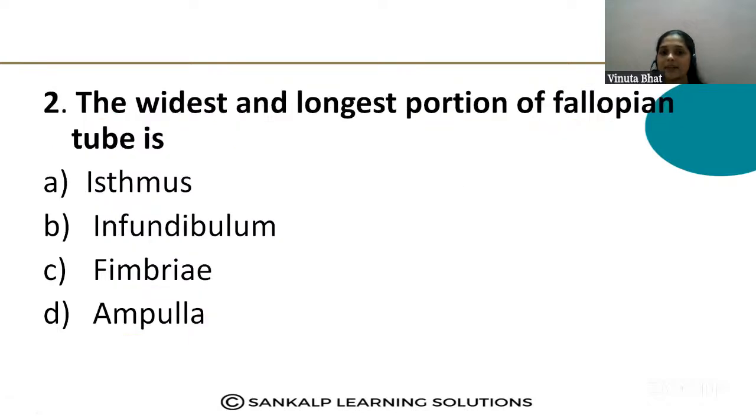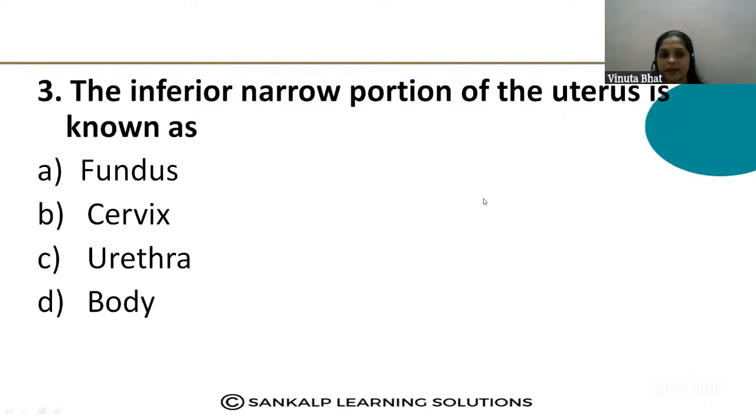Second question: the widest and longest portion of the fallopian tube is. Widest and longest portion of the fallopian tube is. Yes, what is the answer? Write down the answer for the second question. Yes, that is D. Ampulla. Correct answer. Ampulla is the correct answer.